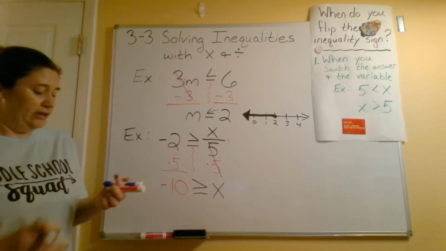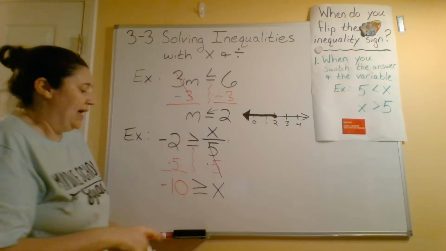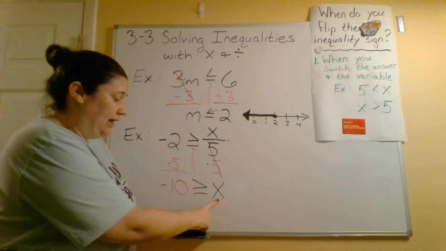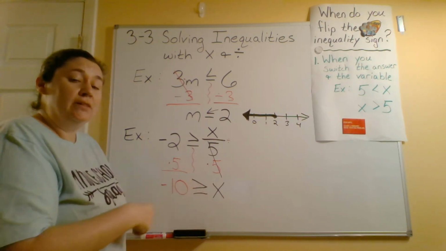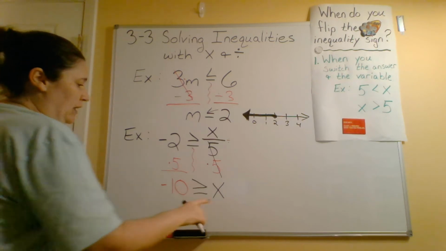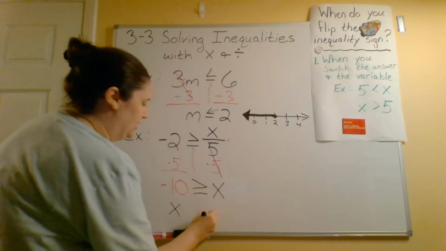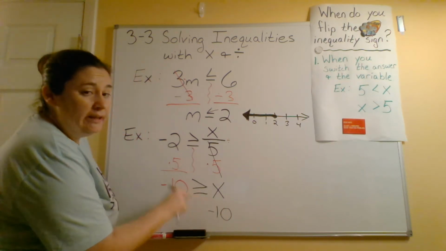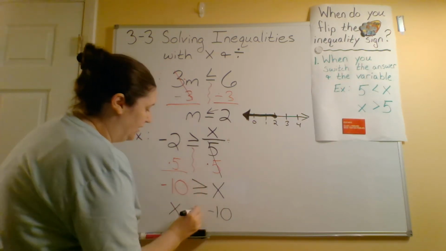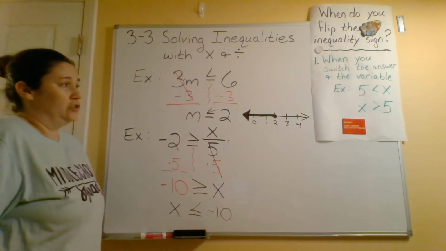Now, some of you are looking at this and you're remembering what we learned yesterday, that if we have the variable on the right side, we need to switch this so that the variable's on the left side before we graph it. So I'm going to put x on the left. I'm going to put -10 on the right. And then I have to flip this sign over. Instead of greater than or equal to, I make it less than or equal to.